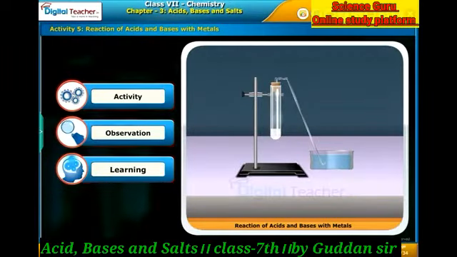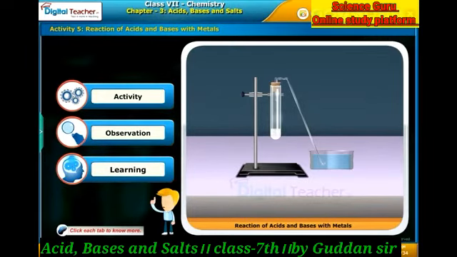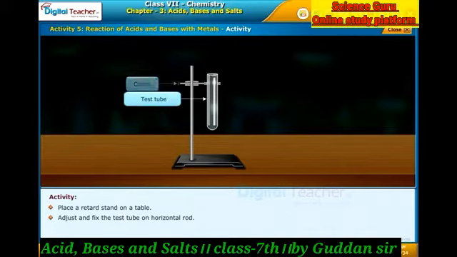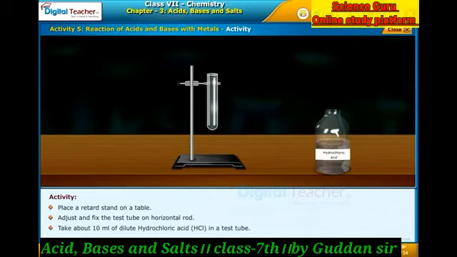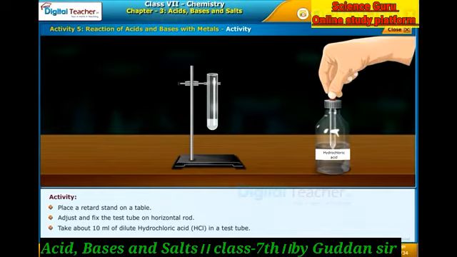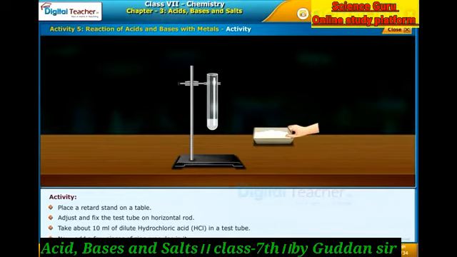Here, let us perform an activity to know about the reaction of acids and bases with metals. Click each tab to know more. Place a retort stand on a table. Adjust and fix the test tube on the horizontal rod. Take about 10 ml of dilute hydrochloric acid, HCl, in a test tube. Now, add a few pieces of zinc granules in it.